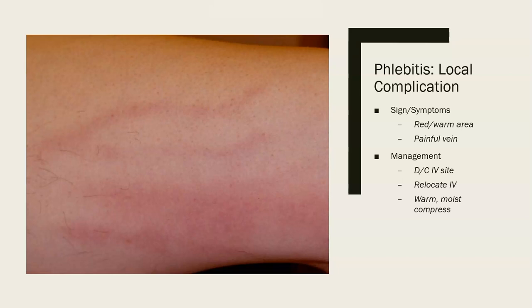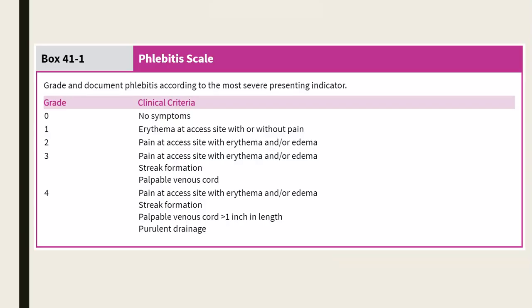So again, with this, we're going to DC the IV site, relocate the IV, and apply a warm, moist compress to help with the discomfort of this and the inflammation. This is a phlebitis scale. So whenever you're charting on your IV sites, most facilities will ask for you to grade the phlebitis scale. This just helps you to monitor the site, to document that you're looking at it, and to grade it if they do have phlebitis.